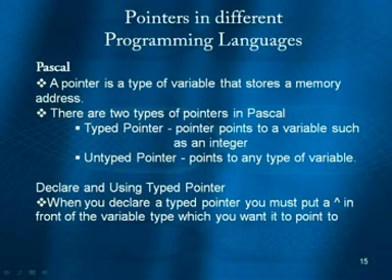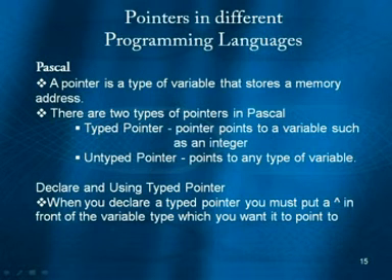Let me now introduce pointers in Pascal. As we have discussed earlier, we know that a pointer is a type of variable that stores a memory address. In Pascal, there are two types of pointers. A typed pointer is a pointer which points to a variable such as an integer, and an untyped pointer points to any type of variable.